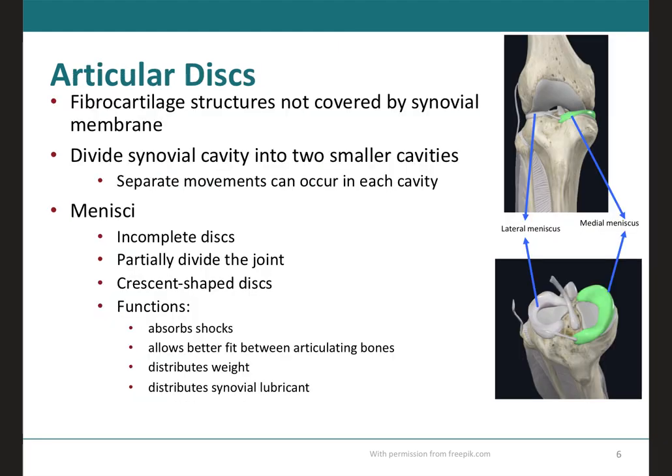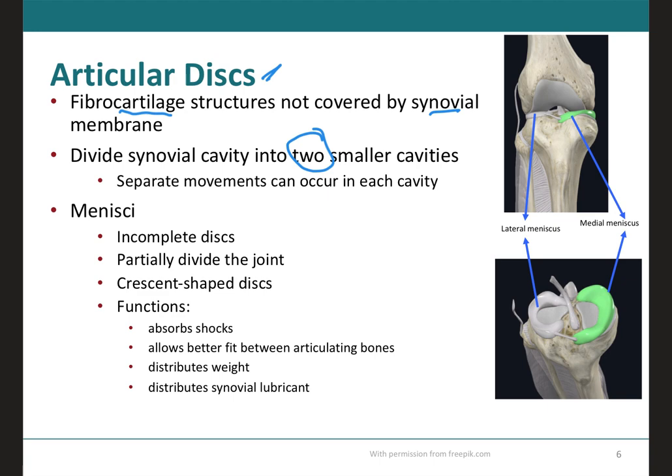A few synovial joints in the body will also contain what are called articular discs, and these discs are going to be made up of fibrocartilage structures that are not covered by the synovial membrane and that will divide the synovial cavity into two smaller cavities. As you will see later when we cover the specific joints, there are going to be movements that occur independently in each of these divided cavities. For example, in the temporomandibular joint, which is the joint between the temporal bone and the mandible. In other words, between the mandibular fossa of the temporal bone and the mandibular condyle of the mandible.